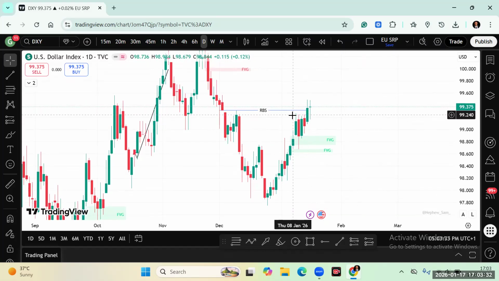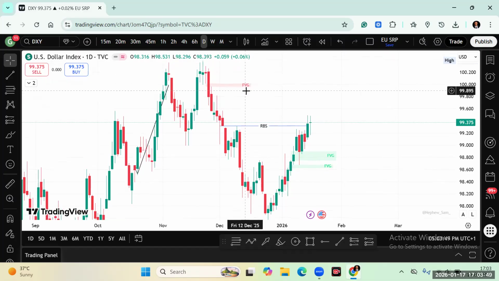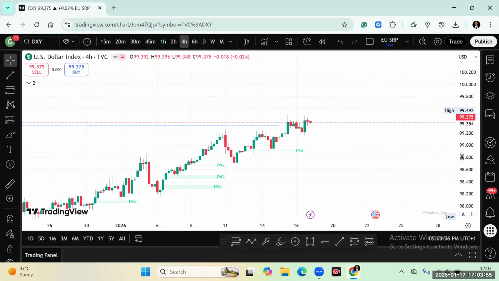And finally, after many days, it broke this resistance with the RVS. It's going to sell to pick order from around here and then it's going to buy and probably target this bearish favor. So it's bullish. So let's look at the 4 hour time frame and see what we have.